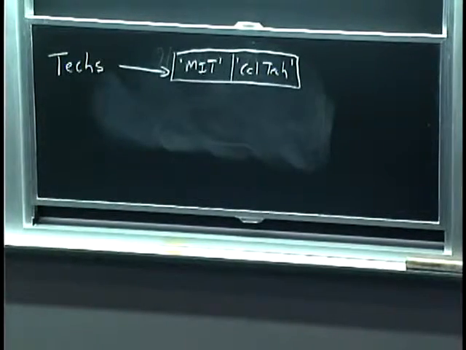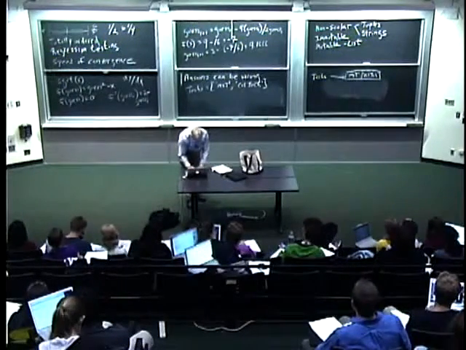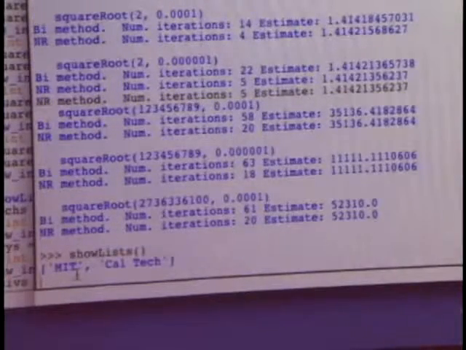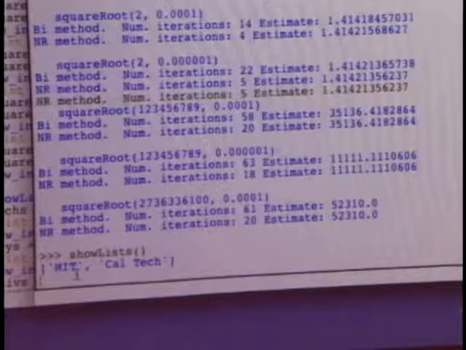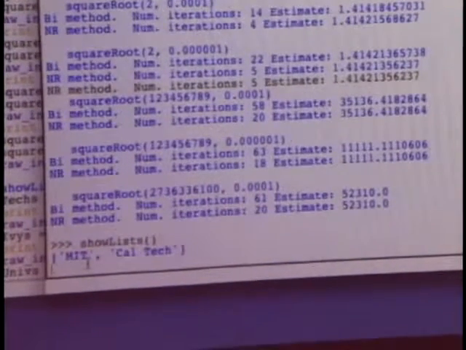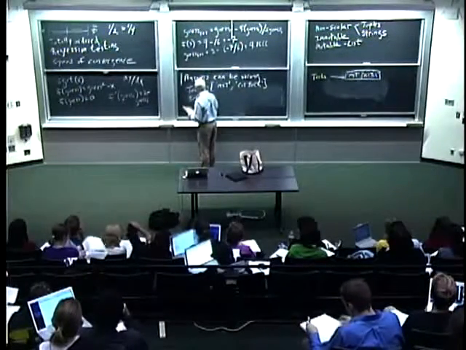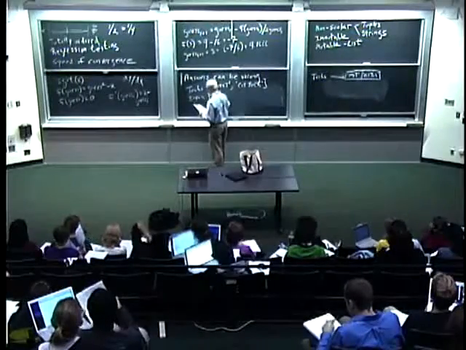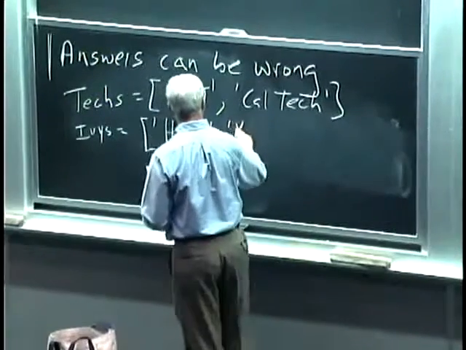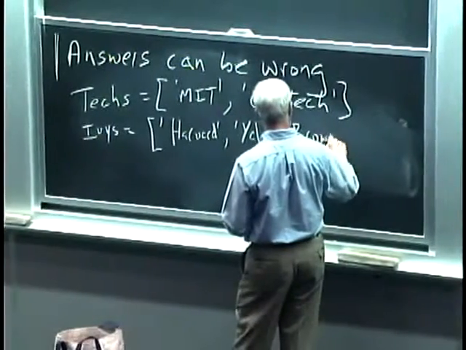So let's look at it. And we'll now run another little test program. Show lists. And I printed it, and it prints the list MIT Caltech. Now, suppose I introduce a new variable. We'll call it Ivies. And we say that is equal to the list Harvard, Yale, Brown, three of the Ivy League colleges.